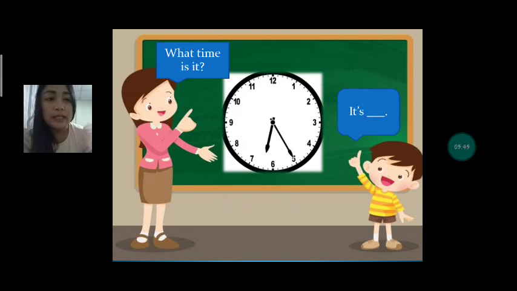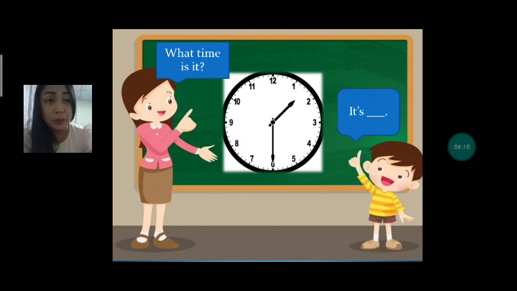Next we have here, the short hand is pointing to number 6 and the long hand is pointing to number 5. So again, let's count by 5: 5, 10, 15, 20, 25. So what time is it? It's 6:25. Okay, next. What time is it? Very good. It's 8:10.